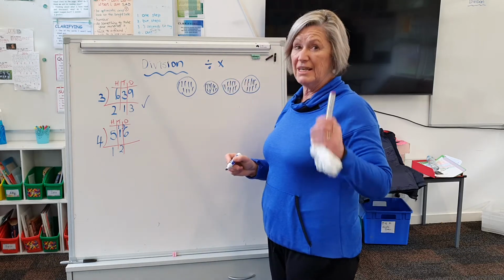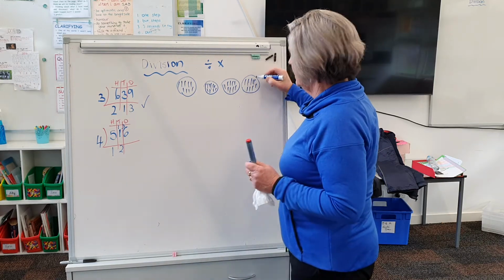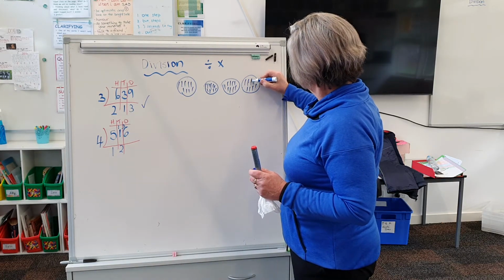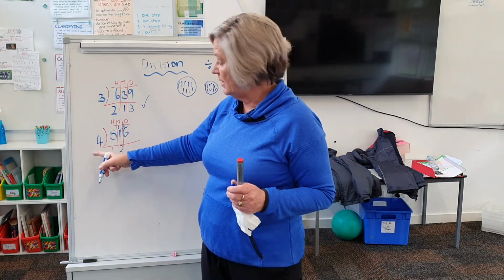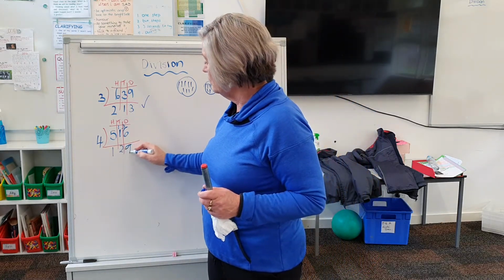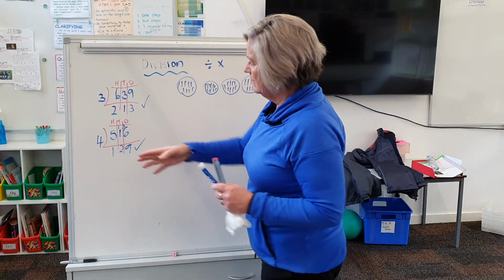Now that divided equally, there was none left over. So let's count how many they got each. 1, 2, 3, 4, 5, 6, 7, 8, 9. And we know by our times tables that 9 fours are 36. We've renamed all the numbers along the way.